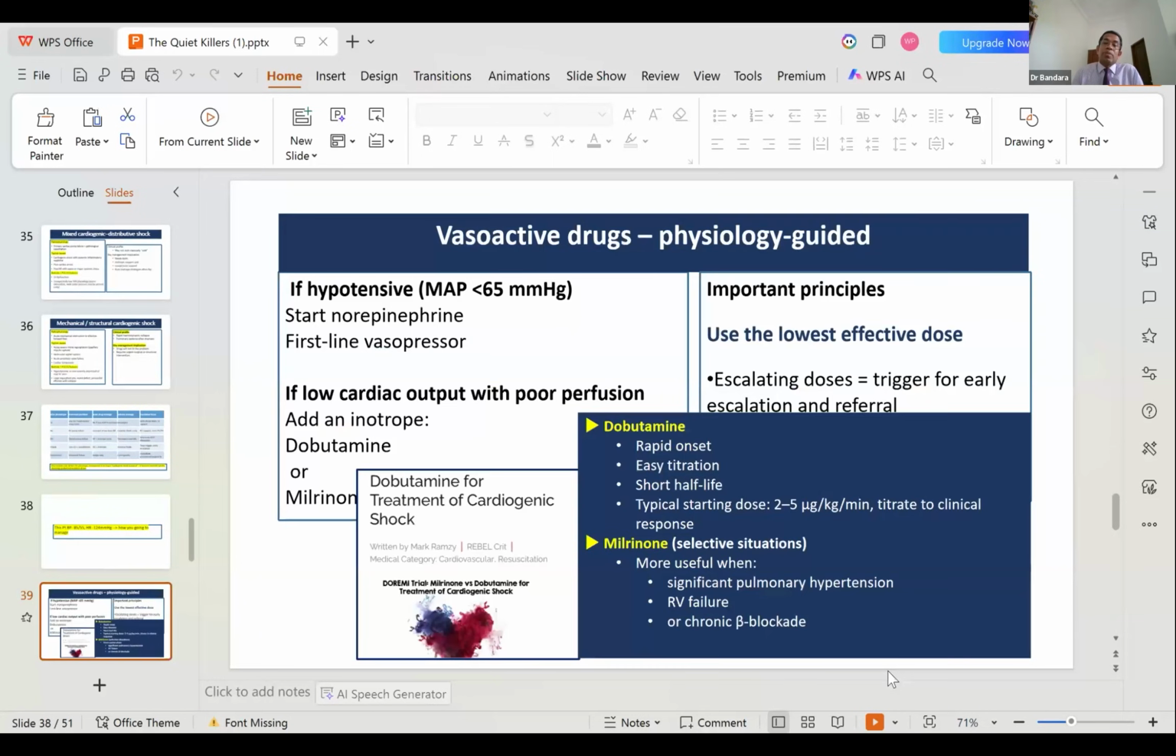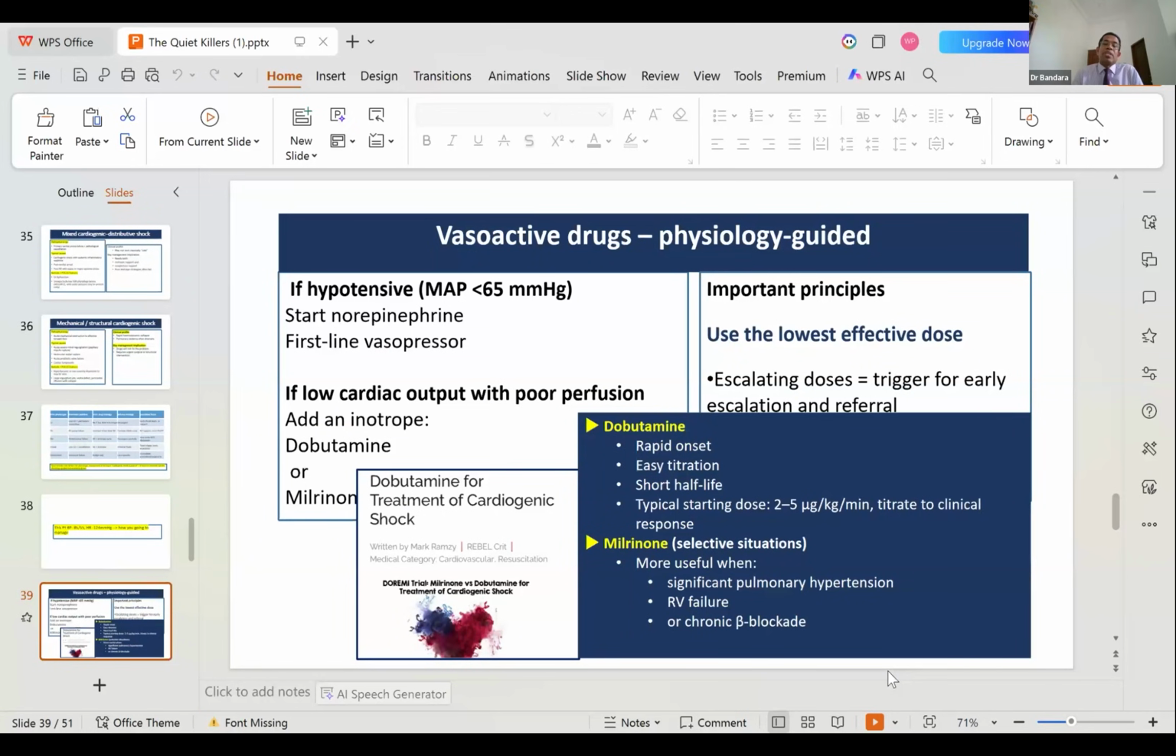First you need to give a vasopressor, and then after that, you can give inotropes. The ideal vasopressor is norepinephrine. So you need to start a vasopressor, norepinephrine, in a patient who has cardiogenic shock with mean arterial pressure less than 65. After you start the vasopressor, you can add the inotropes, especially either dobutamine or milrinone.